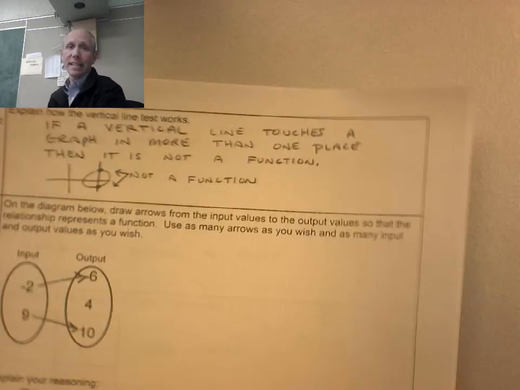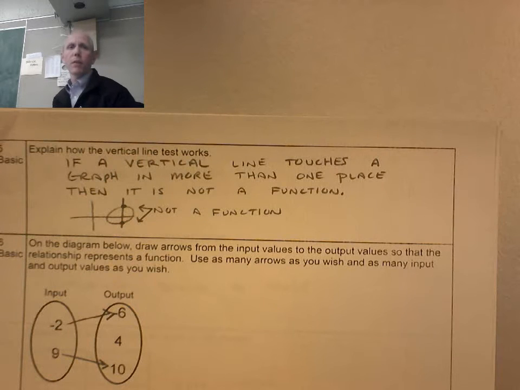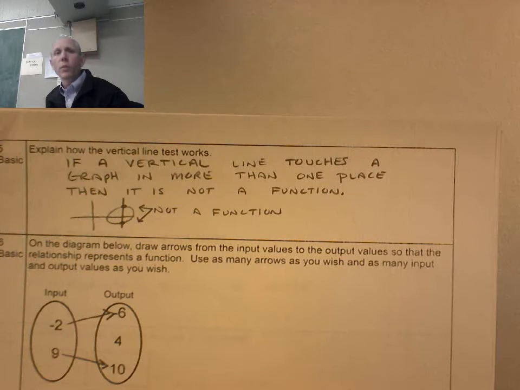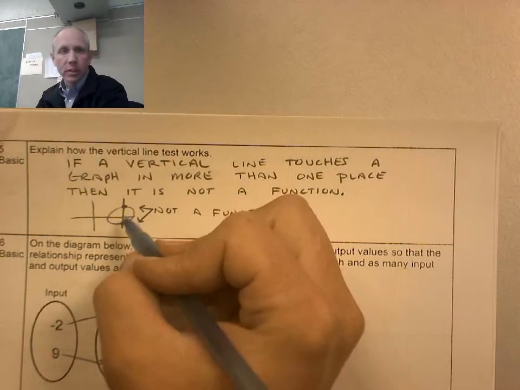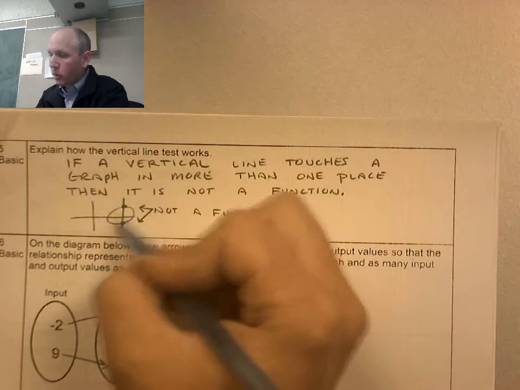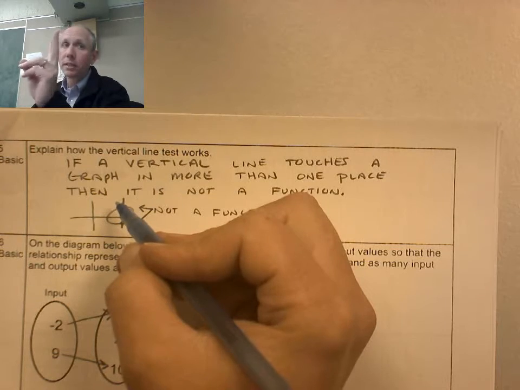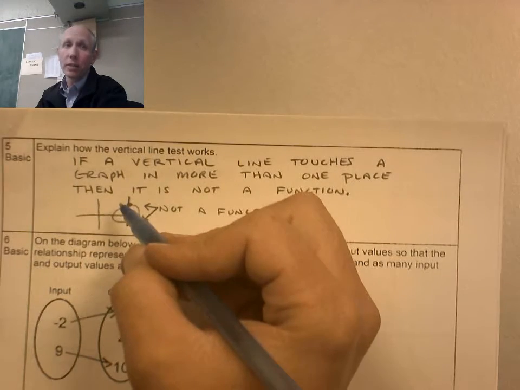Explain how the vertical line test works. If a vertical line touches a graph in more than one place, then it is not a function. Here's an example using a circle. If I draw a vertical line through a circle, it touches the circle in 2 places. Therefore, it is not a function.